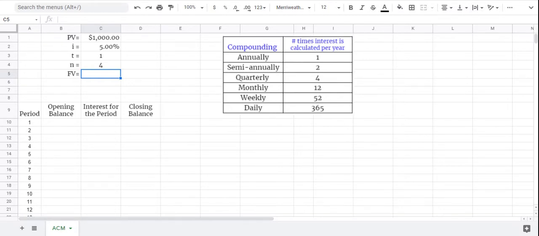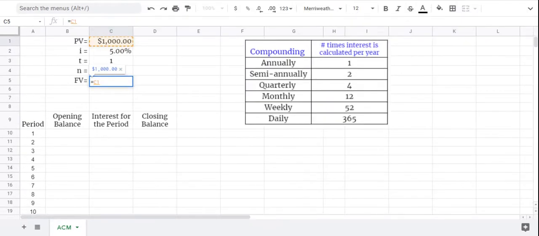To enter a formula, the first thing we need to do is press equal. And if you notice right away, the equal sign appears. I really don't have to type much. I could type, for example, C1 for the present value, and that tells the spreadsheet that whatever is in C1 is going to come here. But instead of doing that, I'm just going to click on that $1,000. It's not the 1,000, but it's the C1. Notice how it says C1.